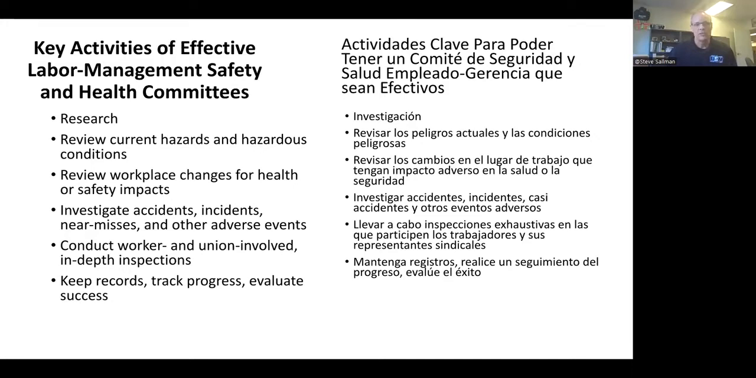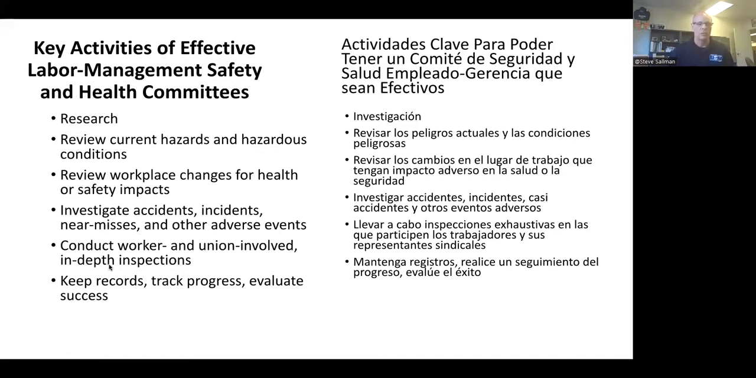Review the current health and safety hazards or hazardous conditions in the workplace, looking at all things, from the way work is organized, where there are a lot of people doing more with less, to understaffing and hours of work. And then investigate accidents, incidents, near misses, and other adverse events such as spills, or an outbreak of COVID, and how people are doing these jobs with fewer people.